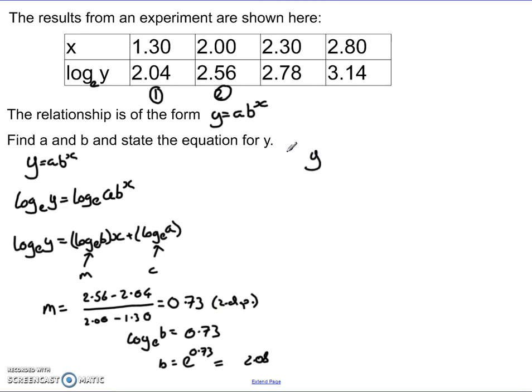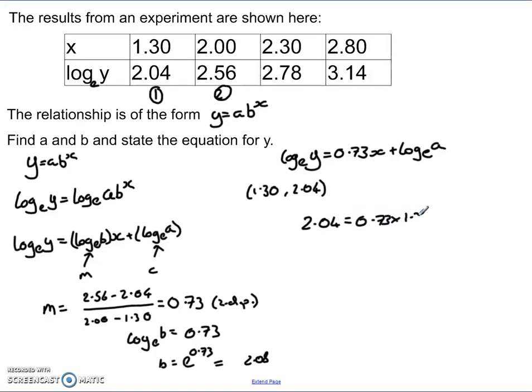So I've got to set up my original equation again. So I've got log to the base e of y equals my gradient, which is the log to the base e of b, so 0.73 times x plus my log to the base e of a. Now at this point, I've got any point along here I can take and manipulate it and plug it in. I could pick absolutely any one. Let's start with the easiest and the lowest, 1.30 and 2.04. So I plug these values in, and then I can manipulate it and find log to the base e of a. Now, that means 2.04 equals 0.73 times my x, which is 1.30, plus log to the base e of a.